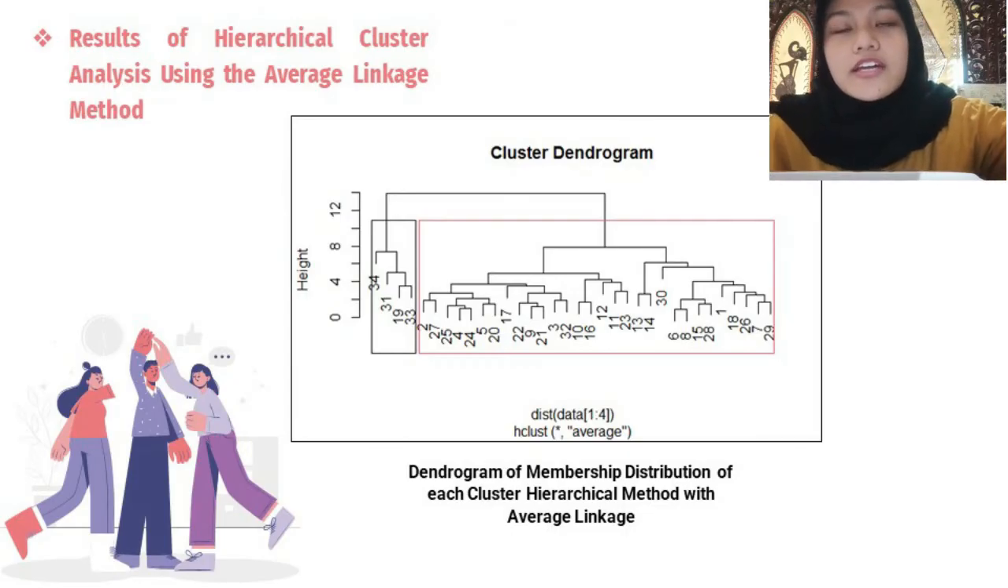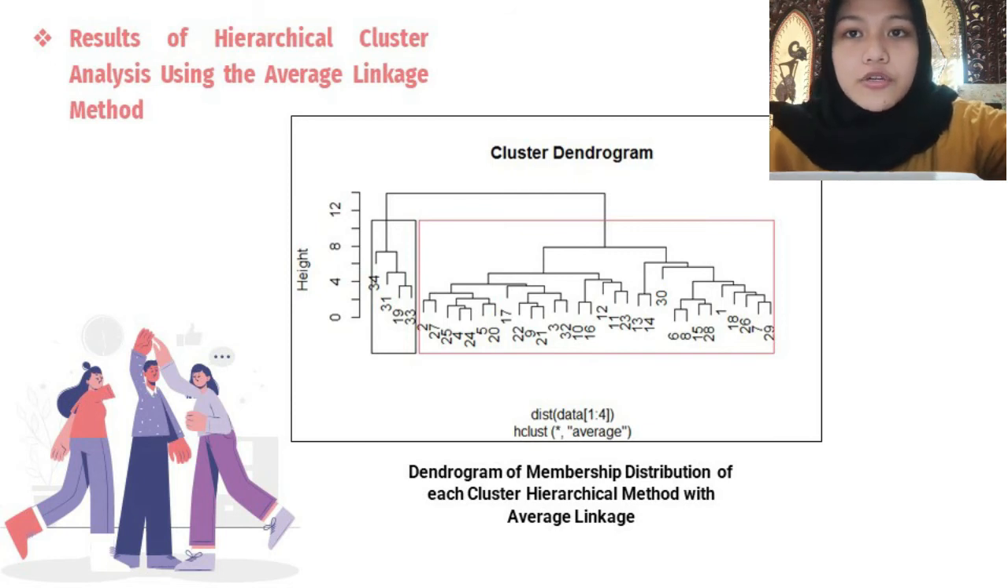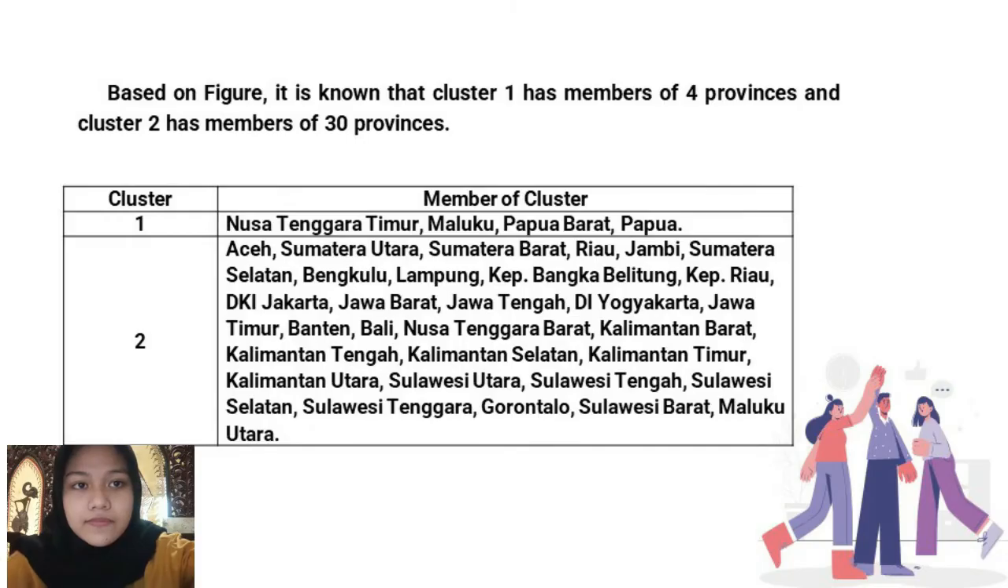Result of hierarchical cluster analysis using the average linkage method, and here is the dendrogram picture of the membership distribution of the hierarchical method with average linkage. Based on the figure, cluster 1 has 4 provinces and cluster 2 has 30 provinces. The members of cluster 1 are Nusa Tenggara Timur, Maluku, Papua Barat, and Papua.